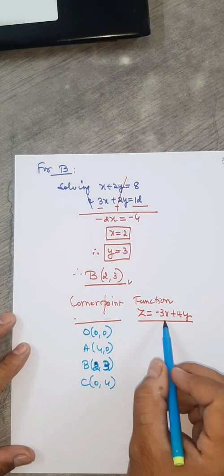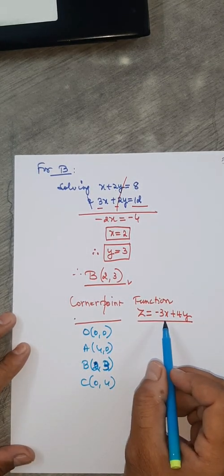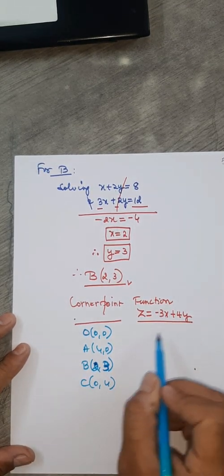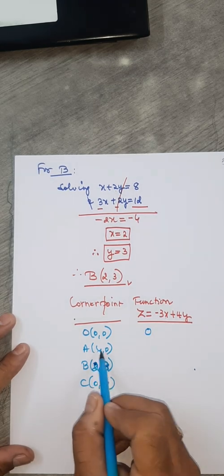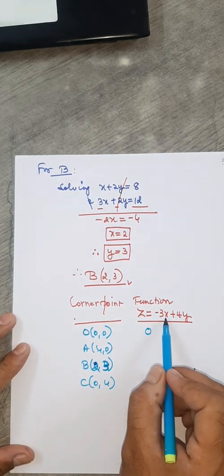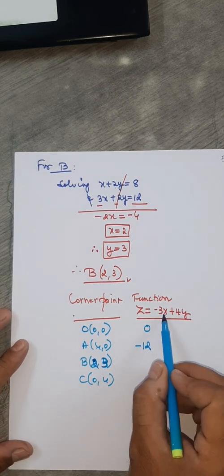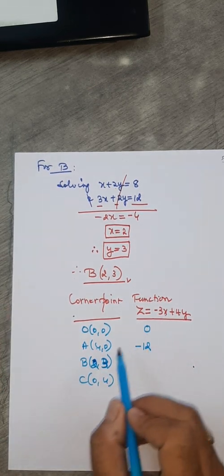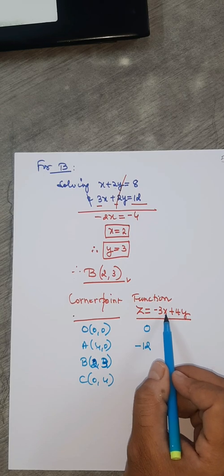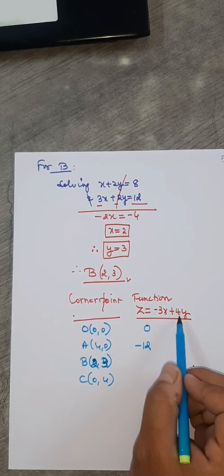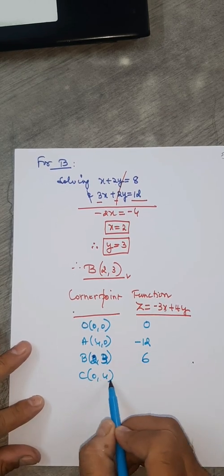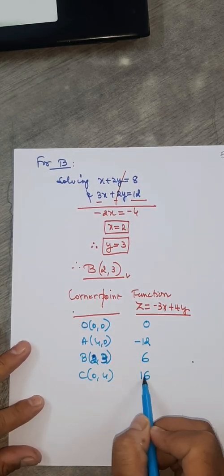Now we put them in the function. So I'm putting 0, 0 in the function. So this is 0. 4, 0 I'm putting. Minus 12 plus 0. So this is minus 12. 2, 3. Minus 6. If I put x equals to 2, this is minus 6. If I put 3 here, 12. So this will be 6. 0, 4. So this is 16.